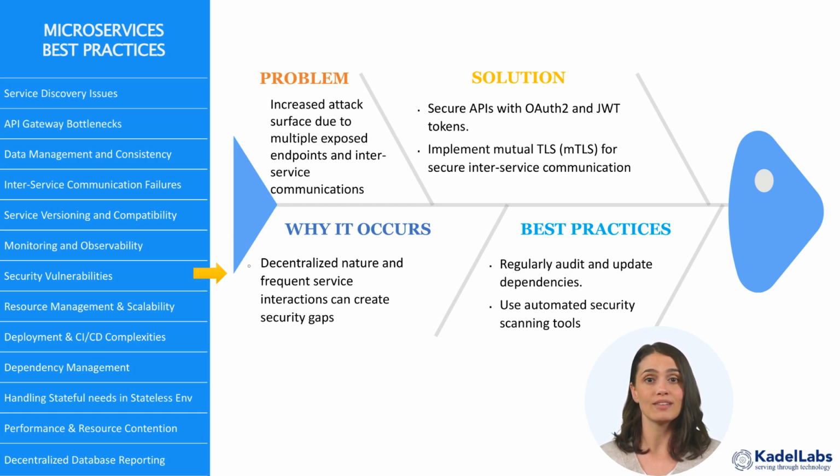OAuth 2 and JWTs secure API communications, while mutual TLS, mTLS, ensures secure inter-service communication by authenticating both parties. Best practices include regularly updating dependencies, applying security patches, and using automated security scanning in the CI/CD pipeline to detect vulnerabilities early. Security audits and penetration testing also help identify weaknesses. By following these strategies, we can reduce security risks and protect our microservices architecture. Next, we'll cover resource management and scalability issues.